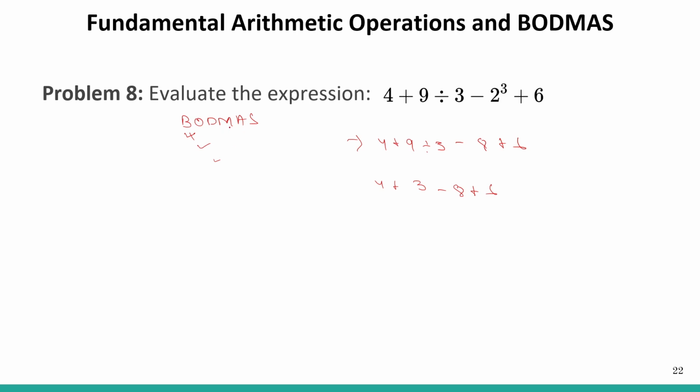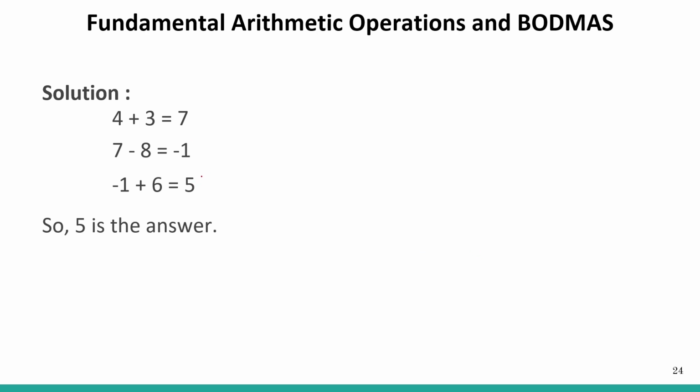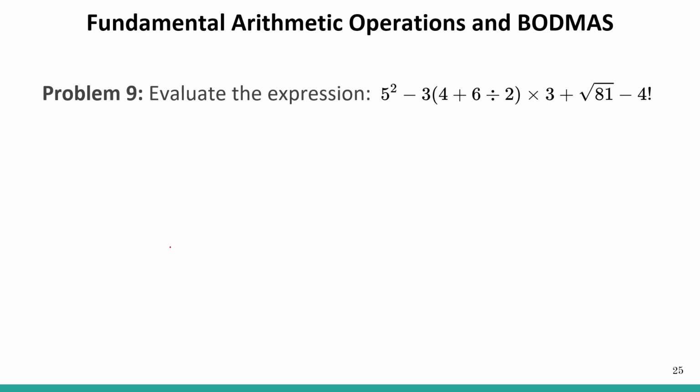So what we are left with is multiplication. Are there any? No. So no multiplication. Then go for addition. So positive 4, positive 3 and positive 6 will be added first. So 4 plus 3 plus 6, that is equal to 7 plus 6, which is equal to 13. And then we will be left with subtraction. So there is 1, minus 8. So this is equal to 5. So 5 will be the final answer. You can see here 5 is the final answer. So let's go for problem number 9.